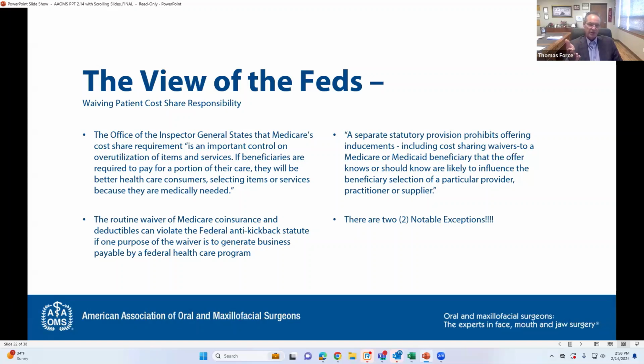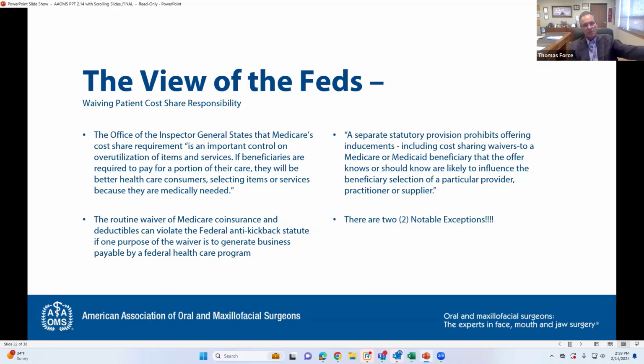So OIG says, yeah, the federal anti-kickback statute that comes with civil and criminal liability could be implicated if a provider is waiving coinsurance and deductibles for a Medicare or other federal healthcare program. Serious business. OIG says a separate statutory provision prohibits offering inducements, including cost share waivers, to a Medicare or Medicaid beneficiary that the offeror knows or should know are likely to influence the beneficiary's selection of a particular provider, practitioner, or supplier. Hey, don't go to that provider.